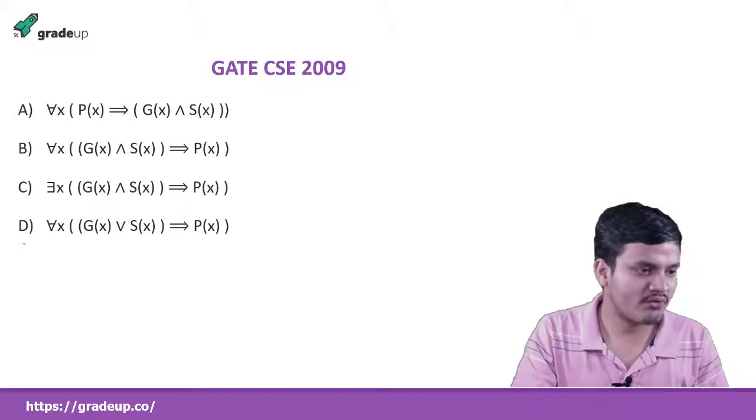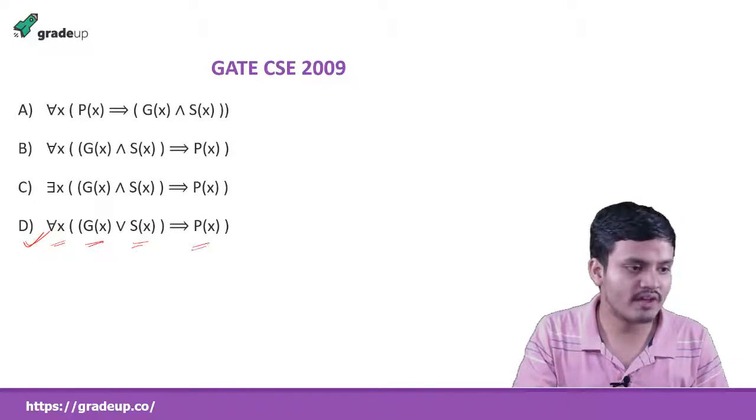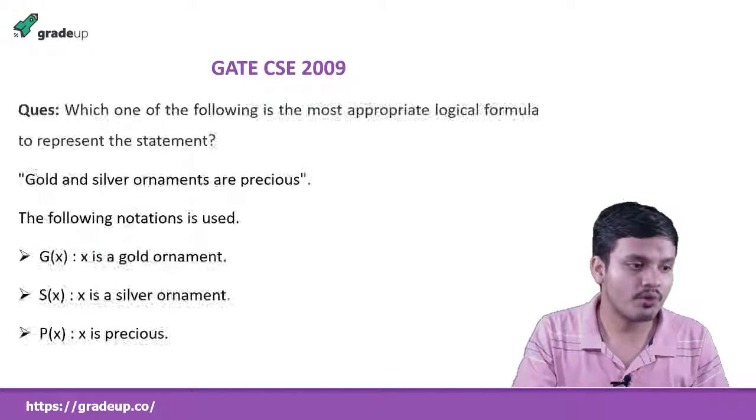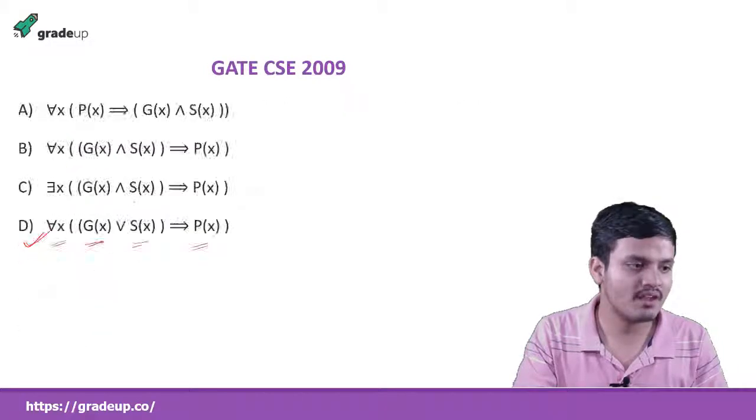See the fourth statement. For all x, if x is gold or x is silver, this implies P(x), that means it is precious. So it seems to be true. But you will say that here we have used "and", so for conjunction we should use the and symbol, but here we are using the or.